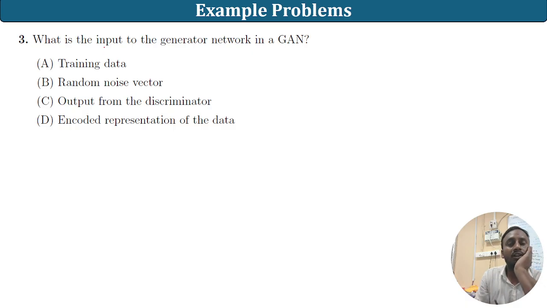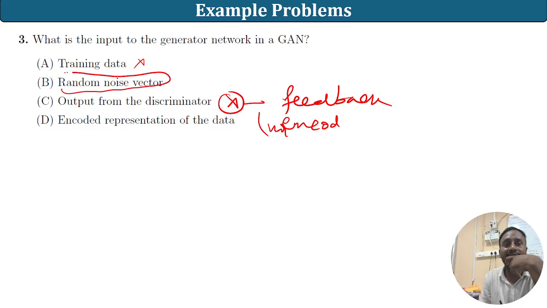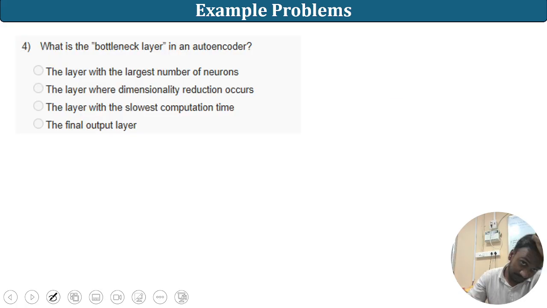What is the input to the generator network in a GAN? Training data? No. Output of the discriminator? No, that's going to be feedback, not the input. Encoded representation? It's not the encoding. It's a random noise vector for the generator.